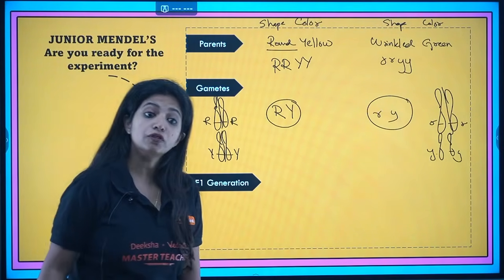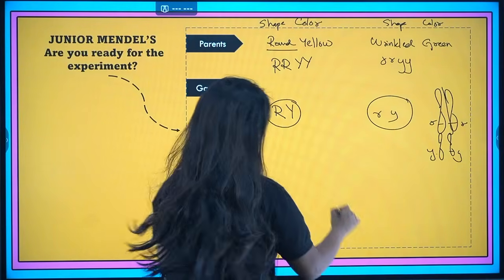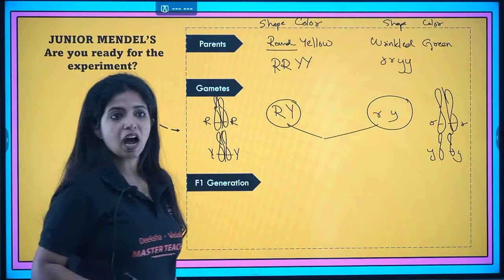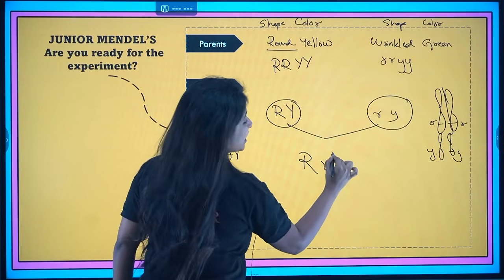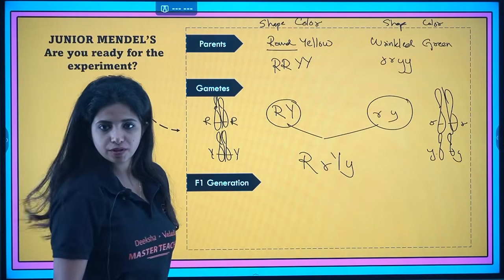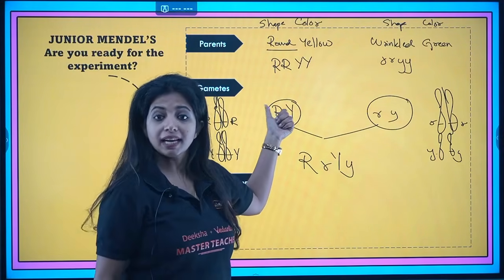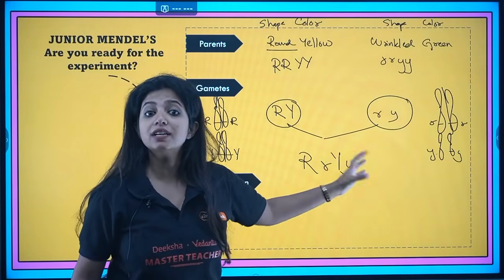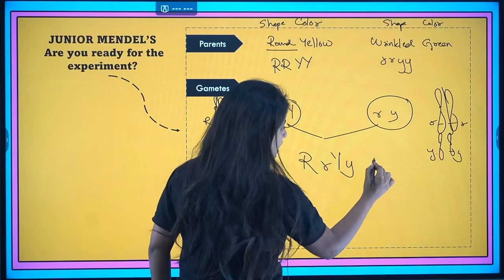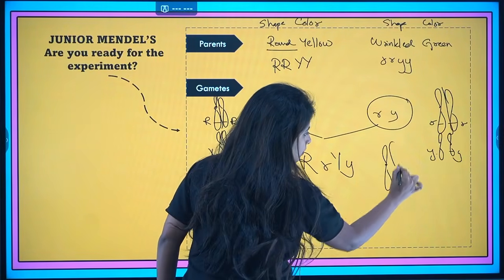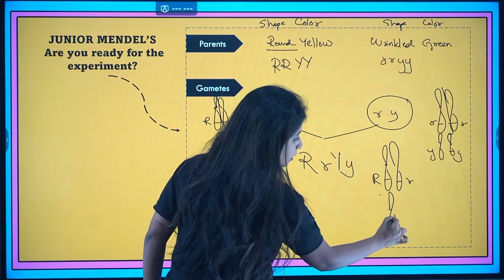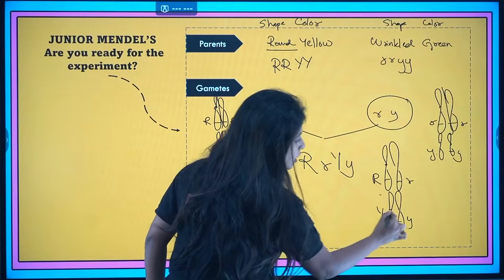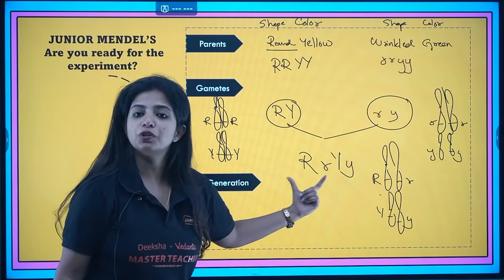Now we need to fuse them. How do we fuse them, my dear children? You cross this with this. Listen, capital R and small r comes. Capital Y and small y comes. How does it appear to you? It appears like this. So basically, one is capital R and the other one is small r. One is capital Y and the other one is small y. This is what you mean by this.